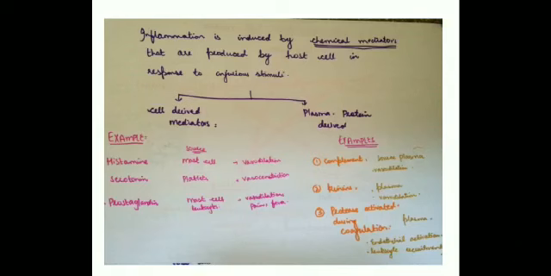Its source is mast cell, and not only mast cell, histamine source is also basophils and platelets. It causes vasodilation, increases the vascular permeability, and endothelial activation. Serotonin source is platelet. Function is vasoconstriction. Prostaglandin source is mast cell and leukocyte and causes vasodilation, pain, and fever.